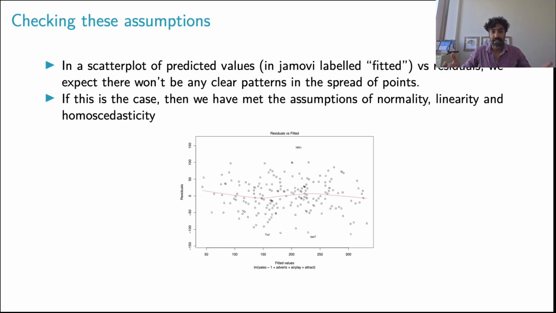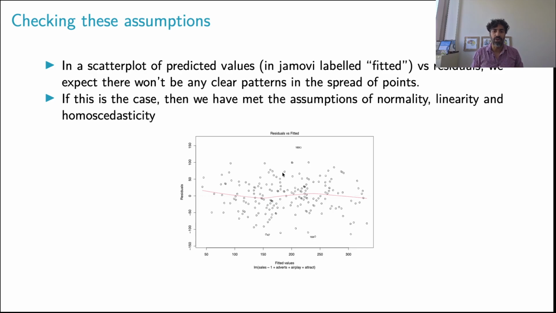And then we have another test, which is that we can look at the predicted values versus the residuals, but in Jamovi this is called fitted values versus residuals. You can create this scatter plot, and you expect there won't be any clear patterns in the spread of points.